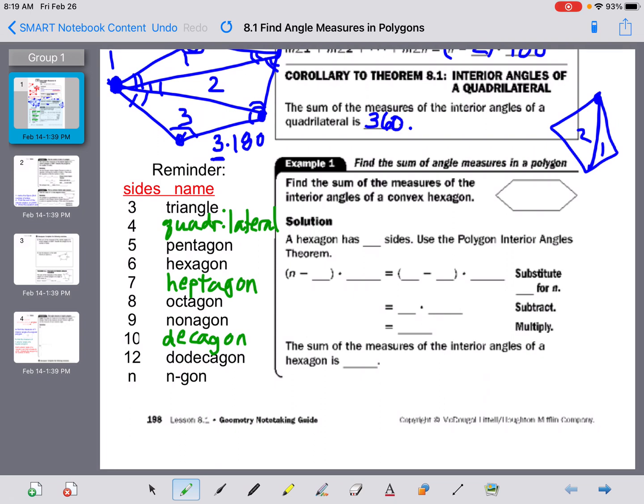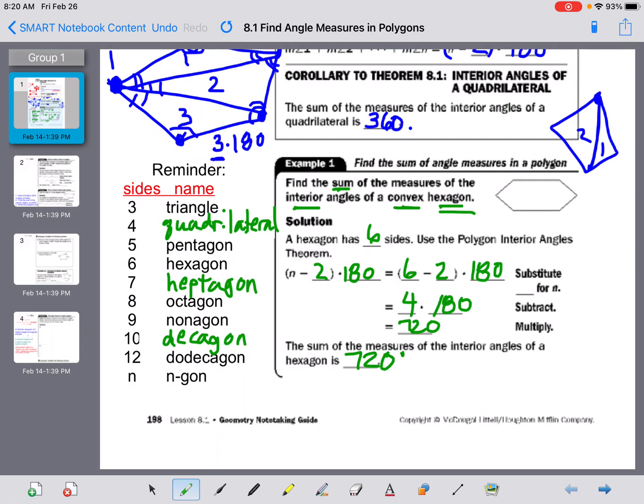Let's look at our example over here. Find the sum of the measures of the interior angles of a convex hexagon. So hexagon, how many sides on a hexagon? 6. So using our formula of n minus 2 times 180, we can do 6 sides minus 2 times 180. 6 minus 2 is 4. 4 times 180, 720. So if I add all those interior angles, I get 720.